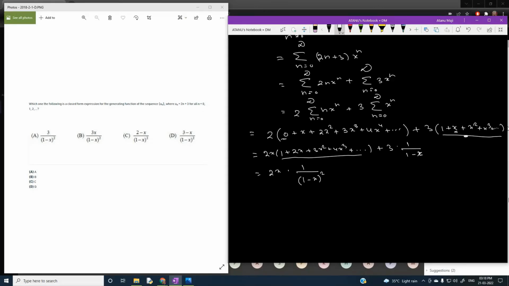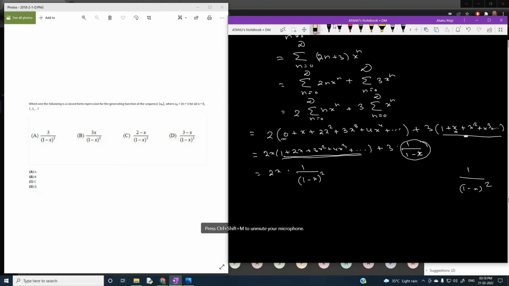फिर x का डेरिवेटिव 1, that is there. x स्क्वायर का डेरिवेटिव 2x, x क्यूब का डेरिवेटिव 3x स्क्वायर, x to the power 4 का डेरिवेटिव 4x क्यूब. So basically this expression is the derivative of this expression. Now what is the derivative of 1 by 1 minus x? That is 1 by (1 minus x) square, this one.